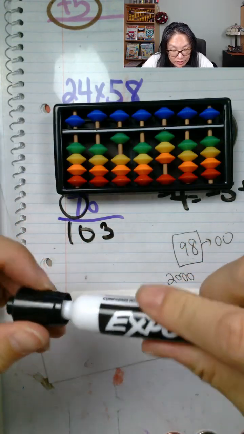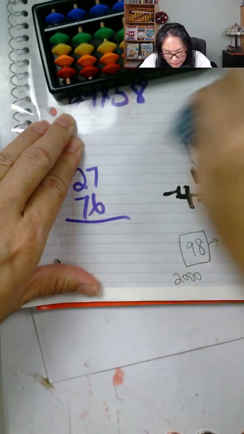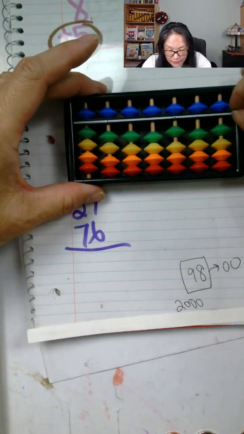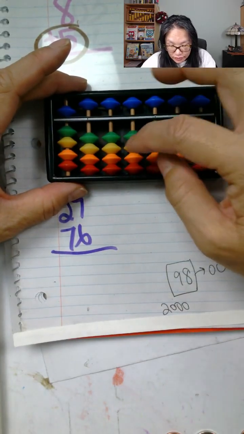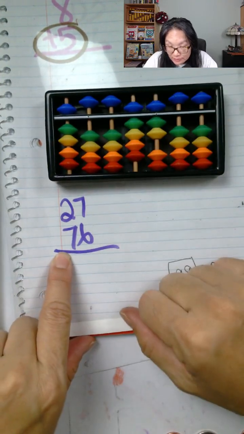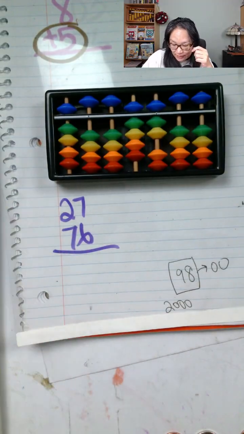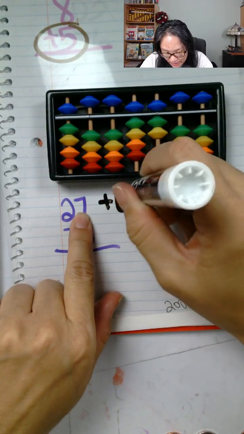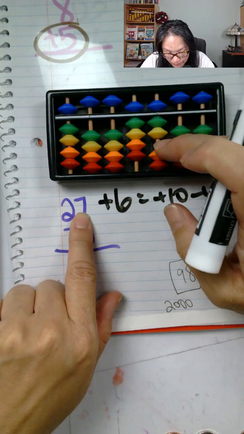Let's do it again, but let's start with the 7. This is where it gets interesting. And you'll see. So we have our 2 on T and we have our 7. We're going to do the 7 first. So we add the 7. And now we're going to add the 6. We know how to add the 6. Plus the 6 is equal to plus the 10 minus 4.